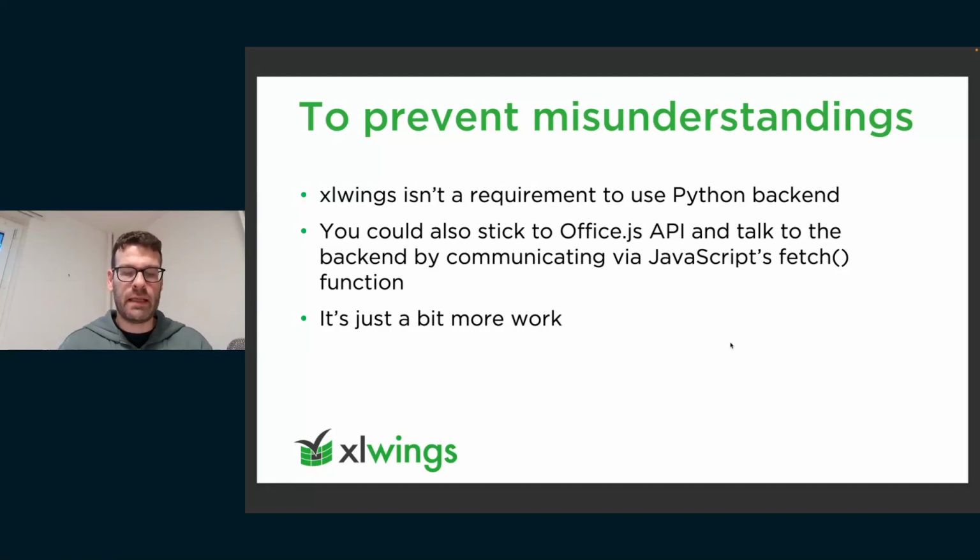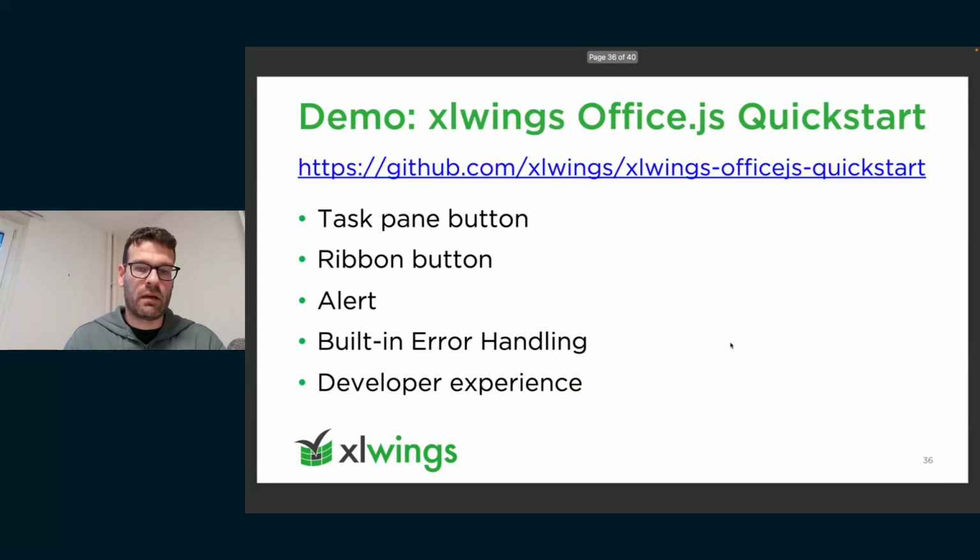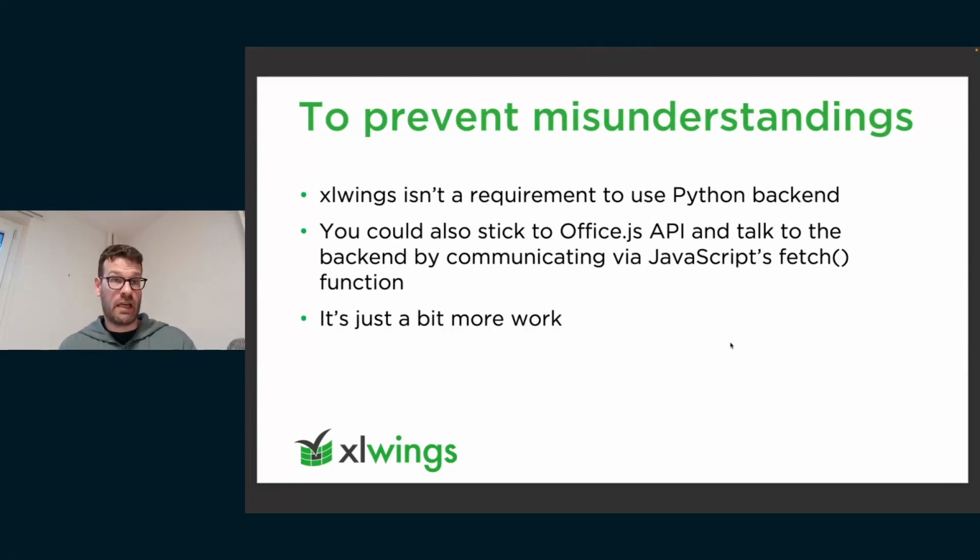And so the way you would do that is, instead of doing the run Python call here, you would just stick to that ugly Office.js API that I have shown you, and you would use a fetch command in JavaScript that communicates with your backend. But yeah, it's a lot more work for you to do.